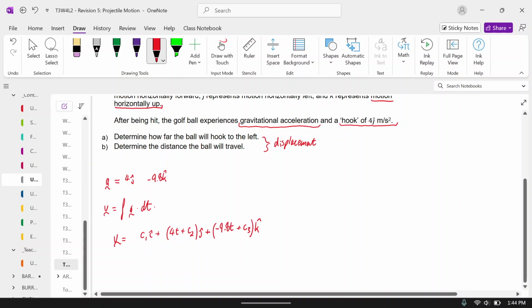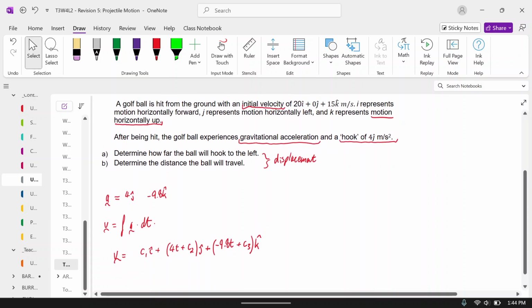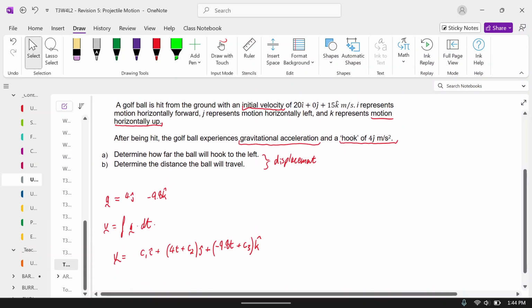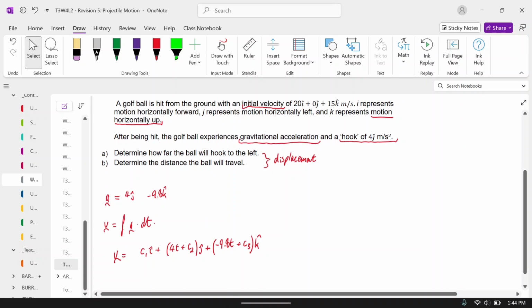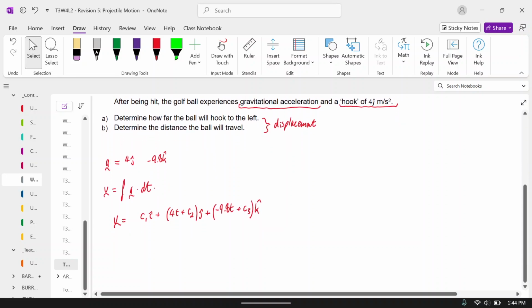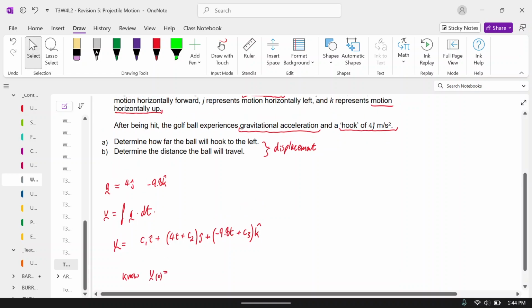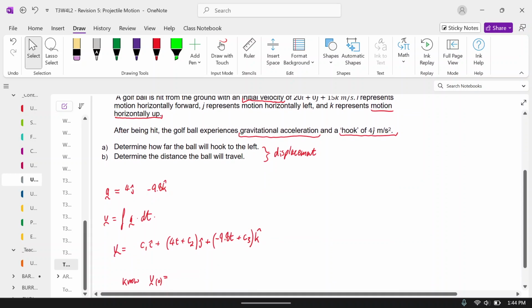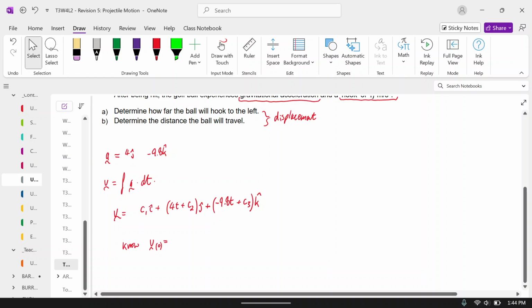So now I'm going to think, how do I get these c1, c2, c3? I am thankfully given information about my initial velocity. So that's what I'm going to use here. I've got my velocity at any time, and I know that my initial velocity is equal to 20i plus 0j plus 15k.